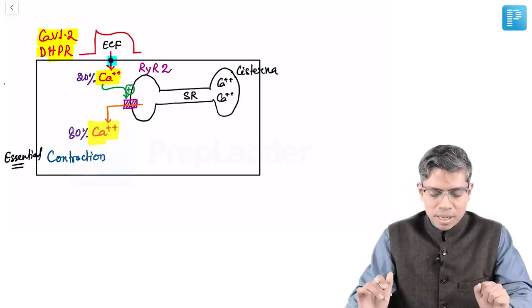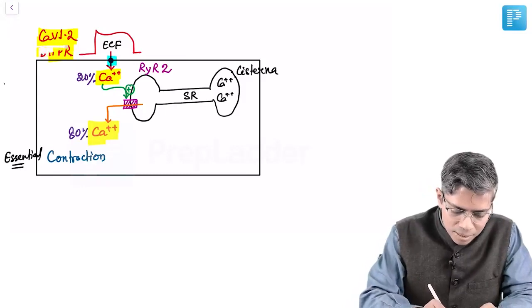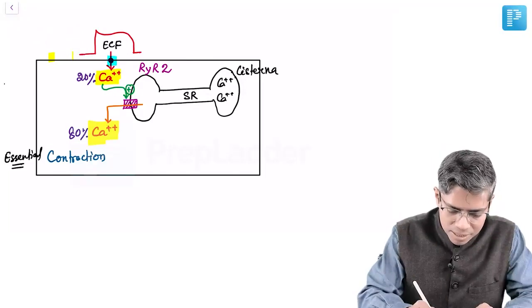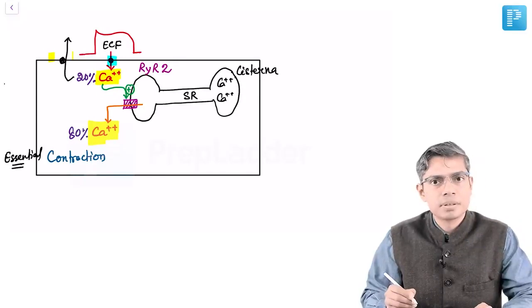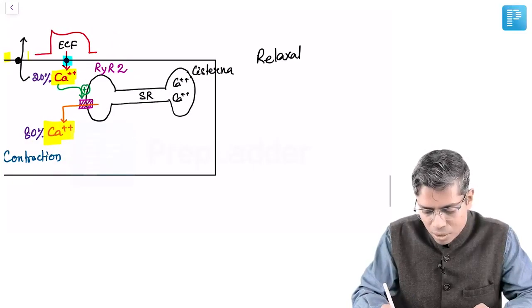So relaxation of the myocardium means the 20% calcium which has reached from the extracellular fluid, you have to return it to the extracellular fluid only. So this 20% calcium I have to put it back into the extracellular fluid when the contraction is over. So what I am discussing? I am discussing the relaxation of myocardium.